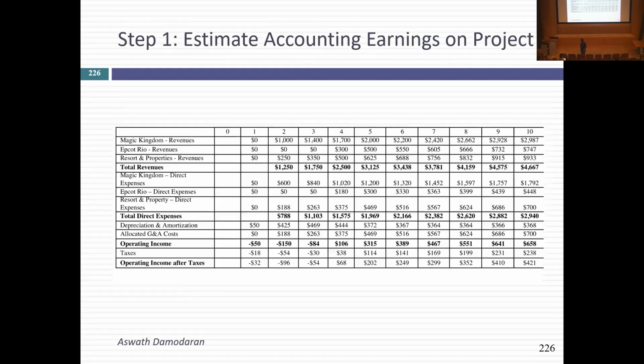So here I'm going to estimate the earnings, and I'll take you line item by line item. It's very simple accounting, but I want to make sure that you're with me on the computations. I start with revenues based on the assumptions I made about revenues building up over time. So revenues go from 1.25 to 4.7 billion. I subtract out the direct expenses. The direct expenses are 60% of revenues for the theme parks and 75% for the resort properties. So I end up with total direct expenses. I subtract the direct expenses.